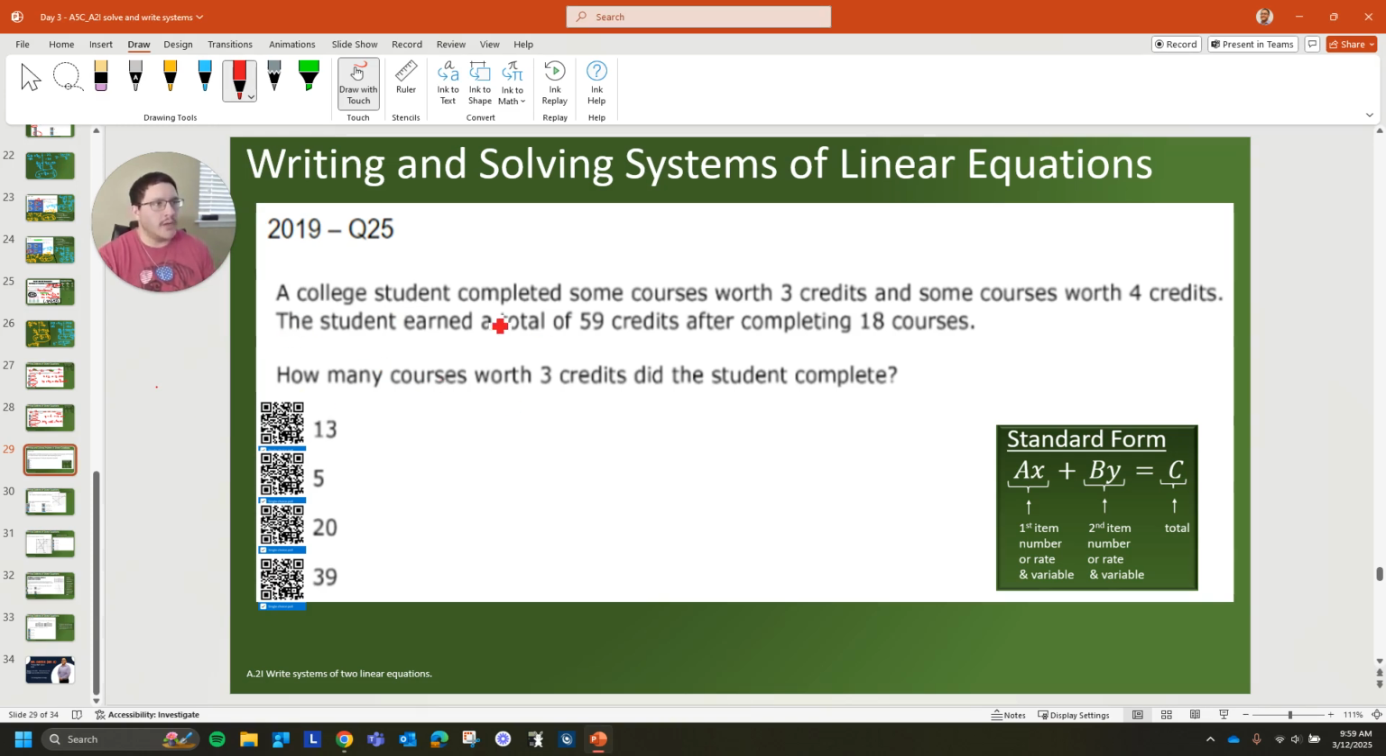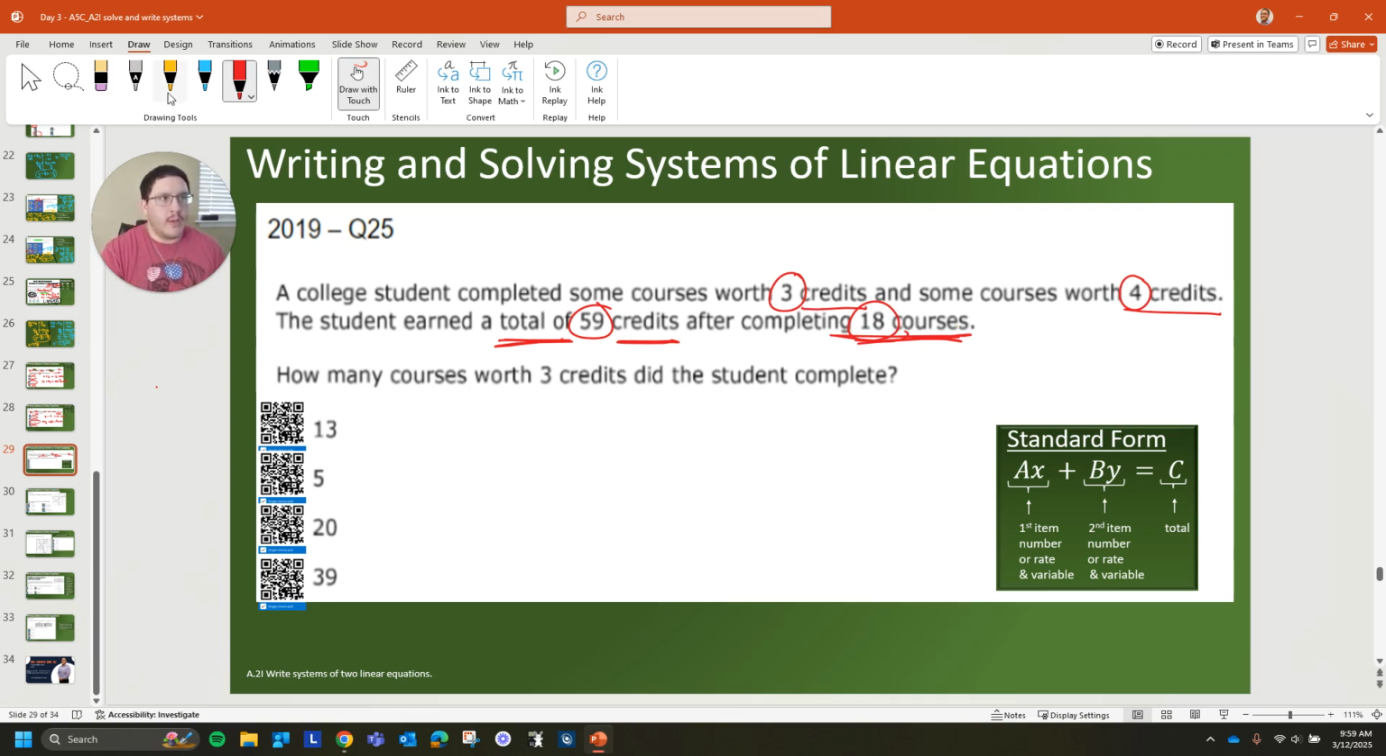All right, so a college student completed some courses that are worth 3 credits and then some courses that are worth 4 credits. The student earned a total of 59 credits after completing a total of 18 courses. So here we have our two totals. Two different totals usually means we have a system, okay? And two different types of things also means we have a system.